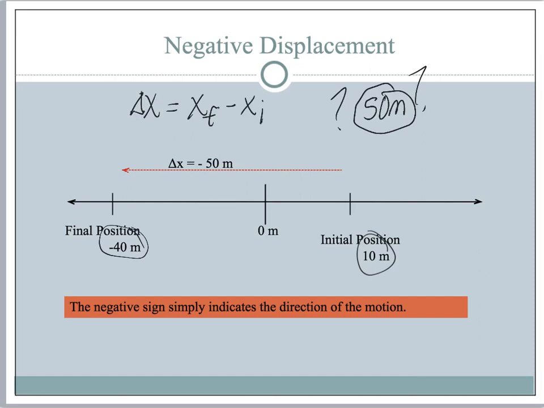Our final position is negative 40. So negative 40 meters minus our initial position. Our initial position was 10. We started there, so that's our initial position. And negative 40 minus 10 gives us negative 50 meters.